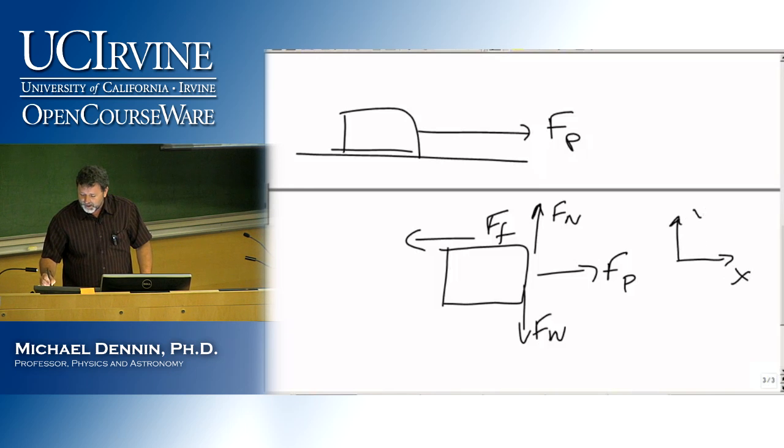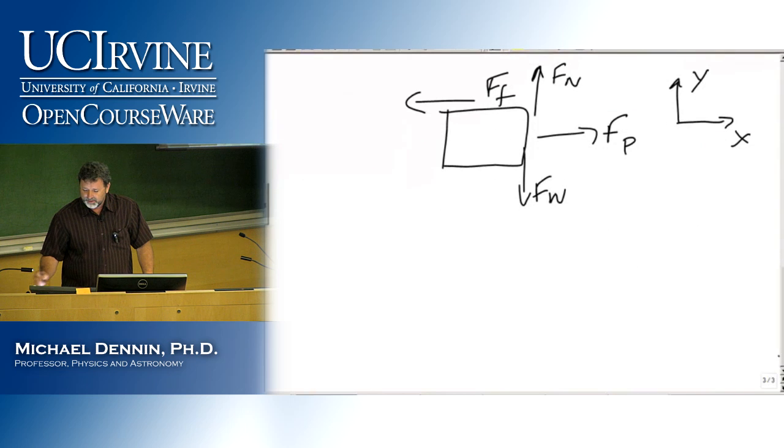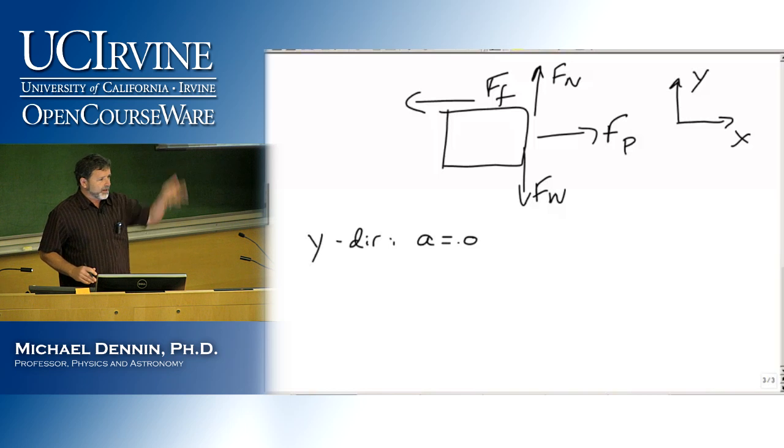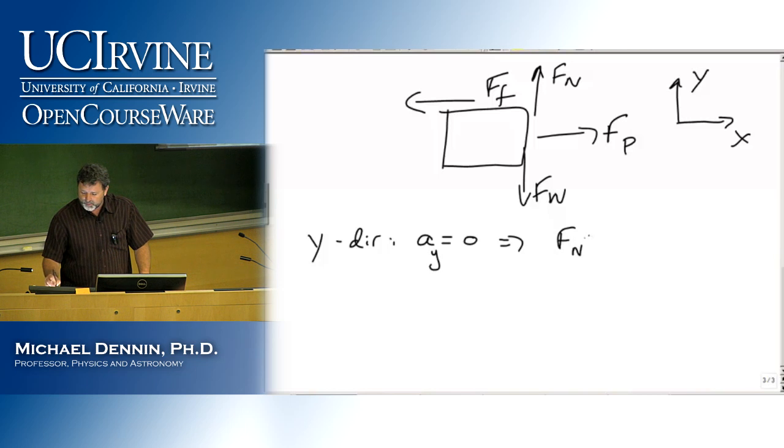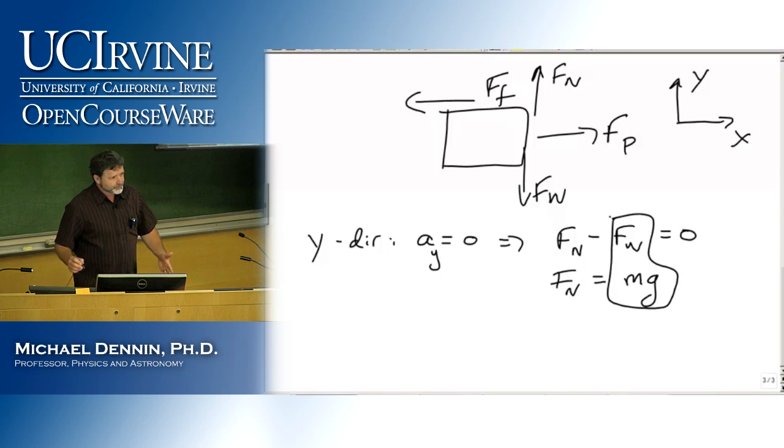We make an x and y coordinate system, and we look at each direction separately. And in this case, for the y direction, there's one case we know a is 0. It doesn't accelerate up or down because it never gets any vertical velocity. So ay is 0. So F normal minus Fw equals 0. So I know my normal force is mg because I plug in here for Fw.